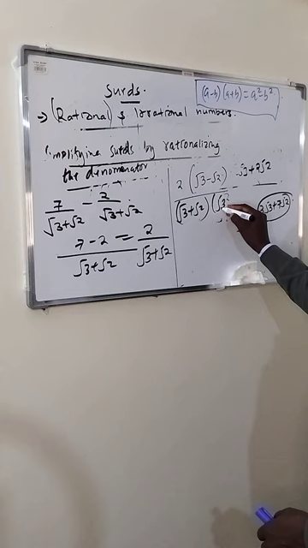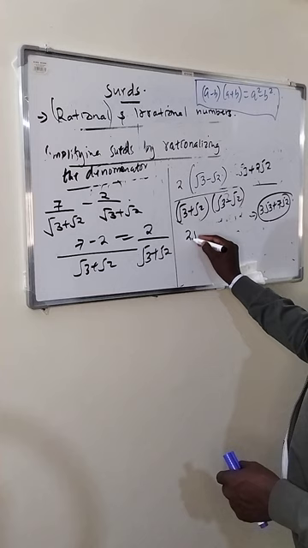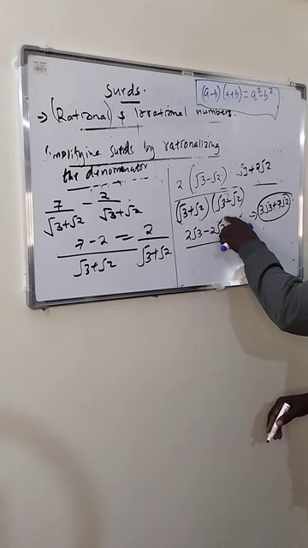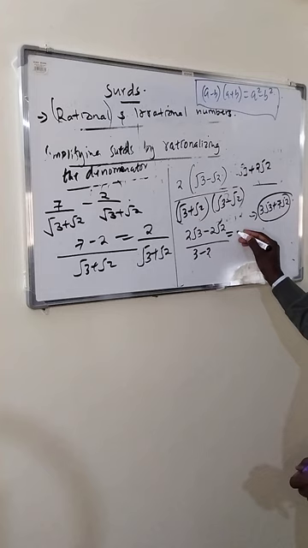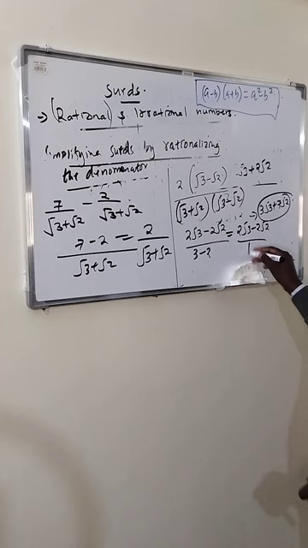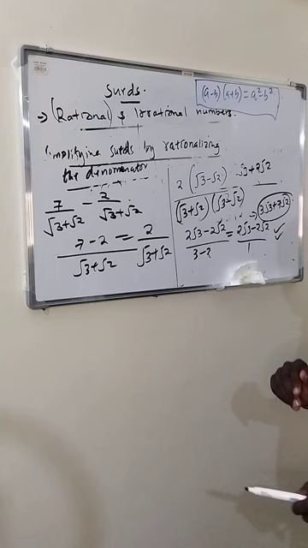So the numerator will simplify to 2√3 - 2√2 over, now notice that the denominator now is a difference of two squares. So we can now do a squared minus b squared. √3 squared is 3 minus √2 squared is 2. So we now have 2√3 - 2√2 over 3 minus 2 is 1. And that becomes our answer. So it's as simple as that. So notice the LCM is going to be different in this case.